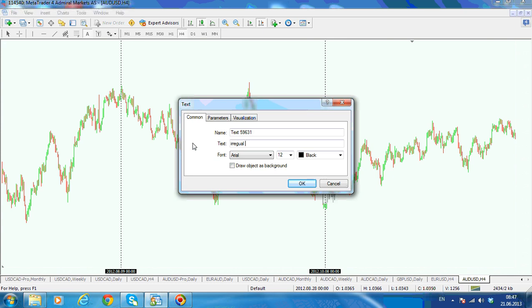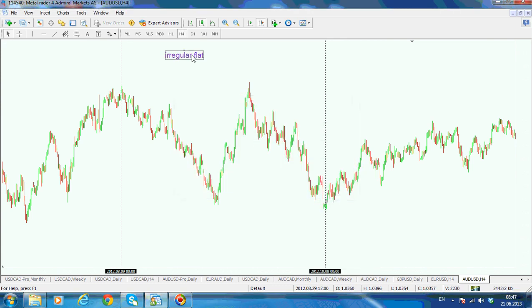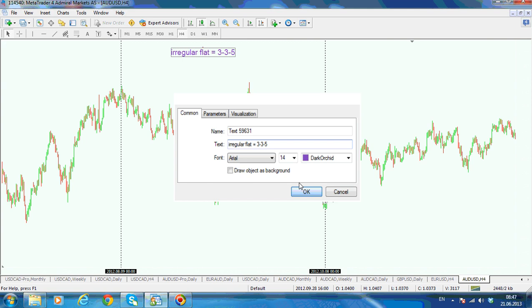irregular flat. Let's make this one 14 and this. And in a flat, as you very well know, a flat has a structure of 3, 3, 5, so nothing changed.